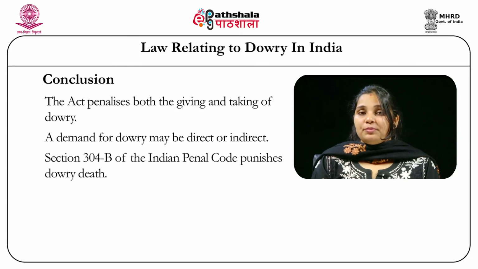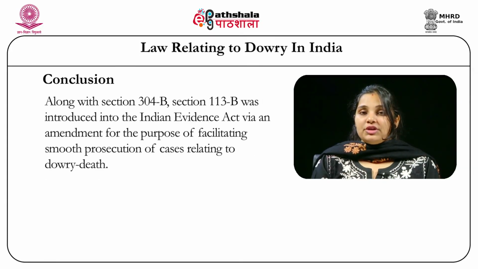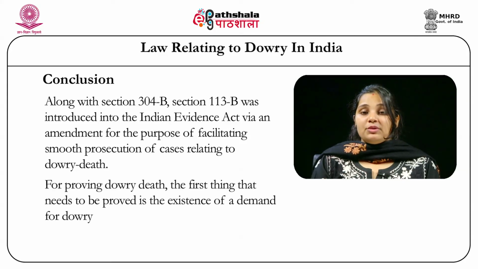Section 304B of the Indian Penal Code punishes dowry death. Along with Section 304B, Section 113B was introduced into the Indian Evidence Act via an amendment for the purpose of facilitating the smooth prosecution of cases relating to dowry death. For proving dowry death, the first thing that needs to be proved is the existence of a demand for dowry.